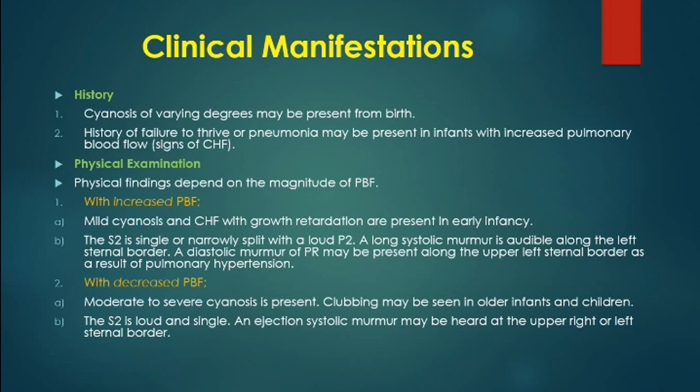There may be a long systolic murmur of the relative pulmonary stenosis due to overflow across the pulmonary valve. There is the systolic murmur of pulmonary regurgitation as a result of pulmonary hypertension. With decreased blood flow, there is moderate to severe cyanosis. There may be clubbing in older children, single loud second sound, and ejection systolic murmur of the pulmonary stenosis.